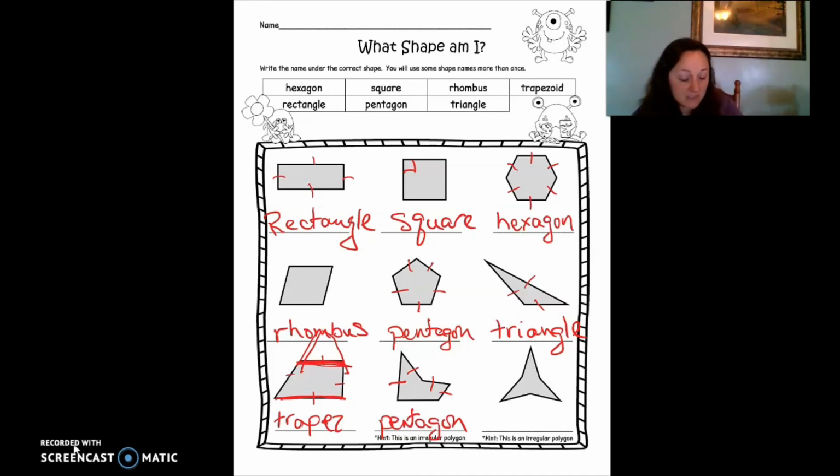And then let's look at this one. It has 1, 2, 3, 4, 5, 6. 6 sides, again, does not look like our standard hexagon, but because it has 6 sides, it would be an irregular hexagon. It is still a hexagon because it has 6 sides.